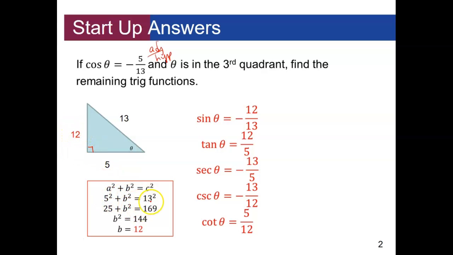If you plug that in, be sure you put the 13 in on the side by itself because that's the hypotenuse, and you'll end up with b equals 12. So from here, you can set up the relationship. Sine is opposite over hypotenuse. Tangent is opposite over adjacent. And then for these three, you'll just do the reciprocals of these original three. Keep in mind it's in the third quadrant. So in the third quadrant, everything is negative except for tangent and cotangent.